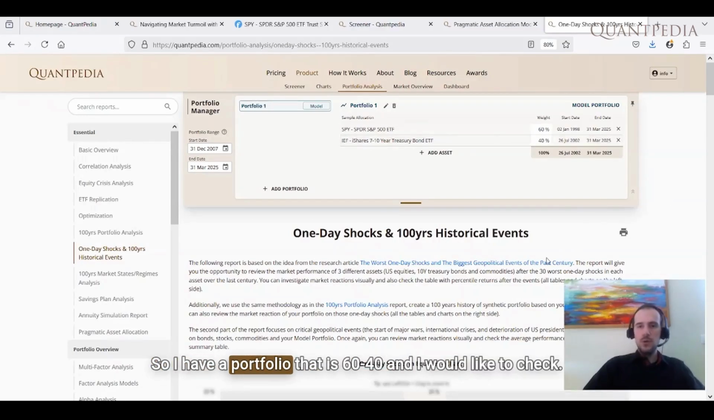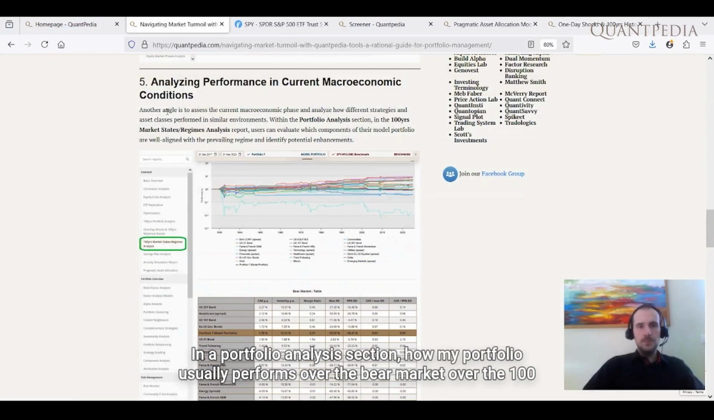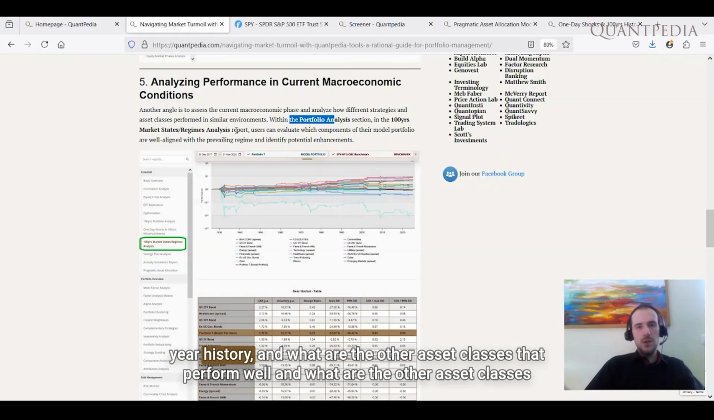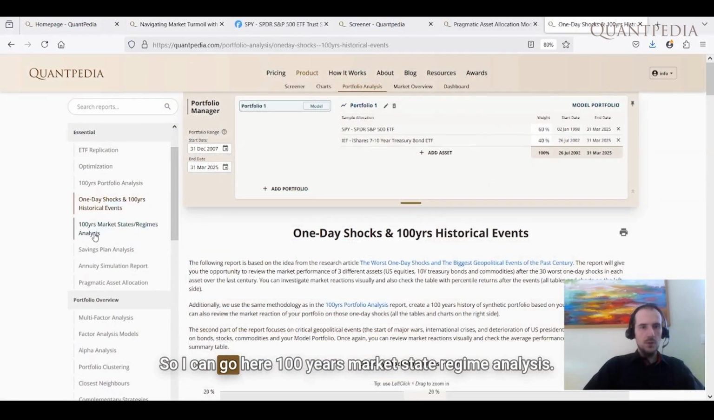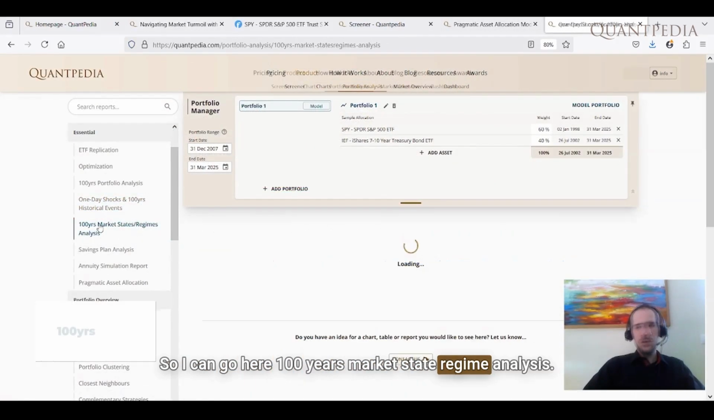So I have a portfolio that is 60-40, and I would like to check in the portfolio analysis section how my portfolio usually performs over the bear market, over the 100-year history, and what the other asset classes are that perform well, and what the other asset classes are that do not perform so well over the bear market. So I can go here, 100 years market state regime analysis.